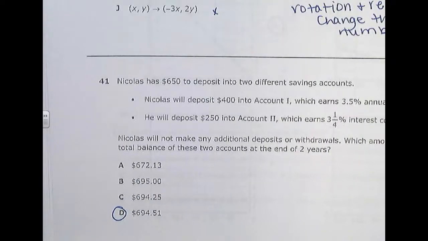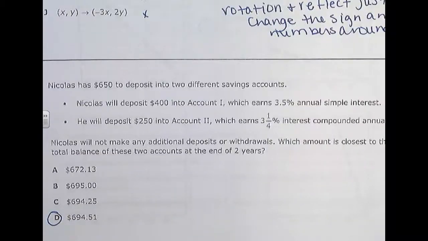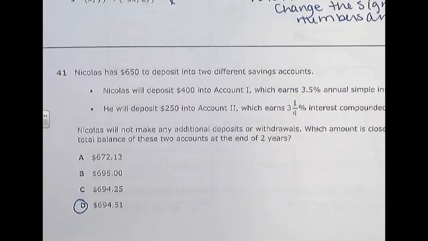Somebody has this much money to deposit in 2 different accounts. You've got account 1, account 2, you've got monies, you've got interest rates. Oh, nice. Decimals and fractions, my favorite. Simple interest and compound interest. Aren't those fun? Don't be frowning at me. So here we go. At least it's not amortization.